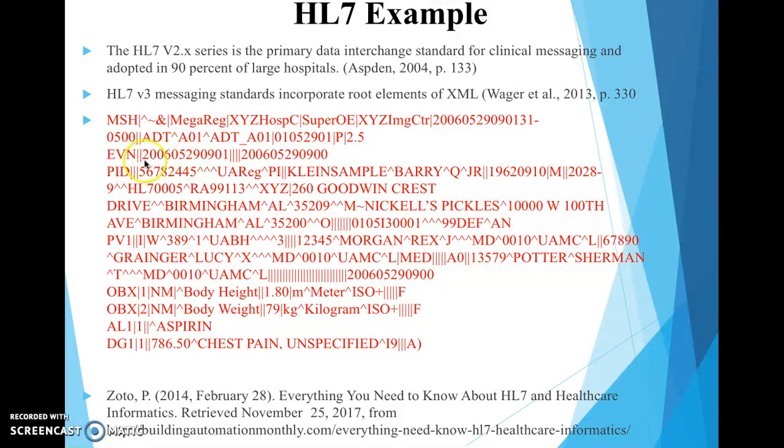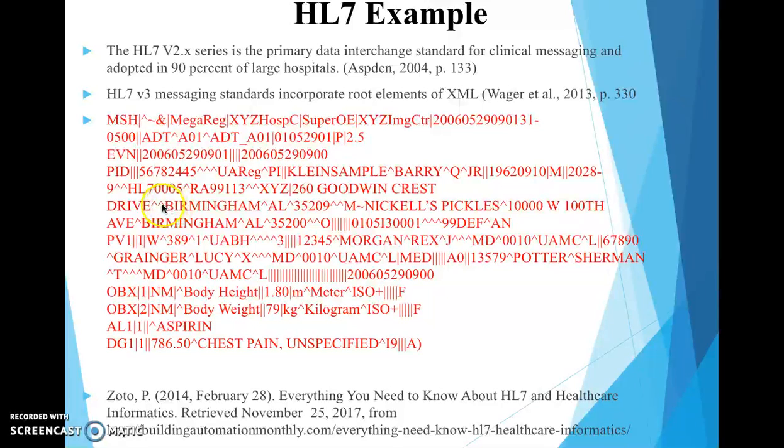The next line is the EVN message code, which stands for event type. The next line is the PID, which stands for the patient identifier, which is the number. Then the patient identification key points, which include Klein as his last name, Barry as his first name, Jr., his date of birth, he's a male, and his race.